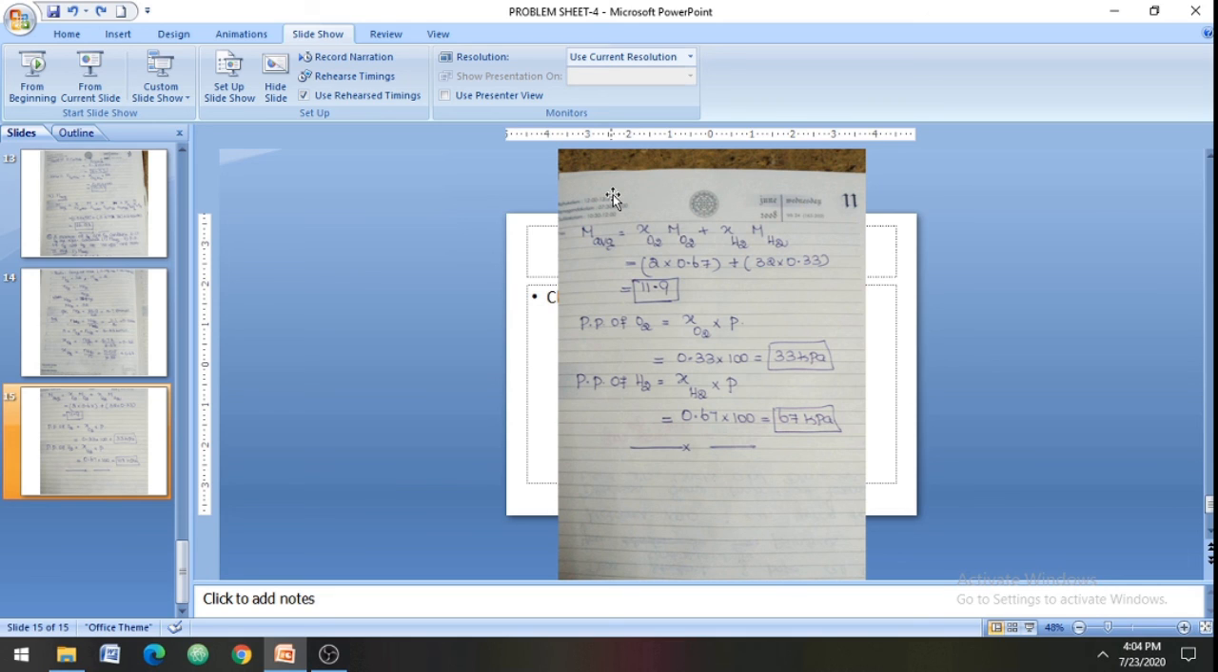So once you find the partial pressure of oxygen, 100 minus 33 is equal to what? 67 kilopascal. You can write it directly. But for full marks, you should write the partial pressure of hydrogen equation, mole fraction into total pressure. Otherwise, simply check your answer to see if it is right or wrong. 33 plus 67 is equal to how much? 100. This is your total pressure. Okay.